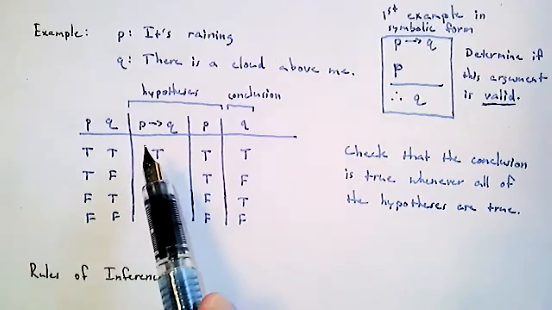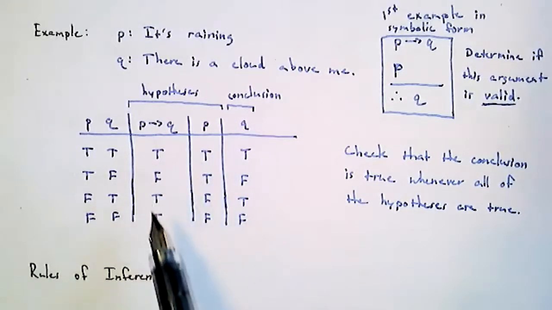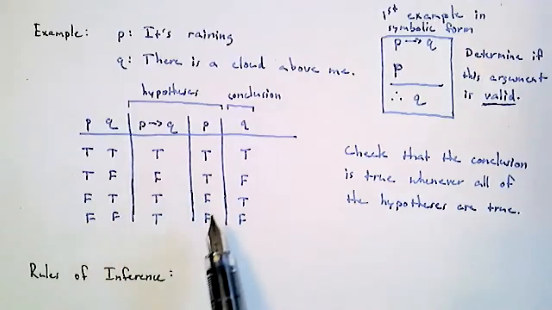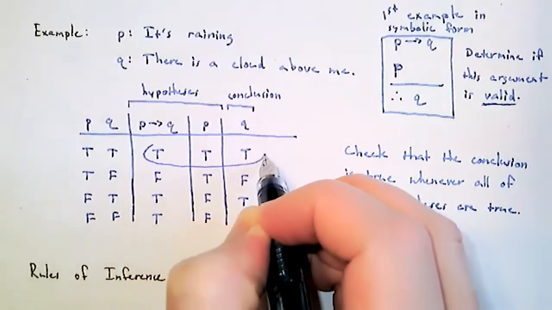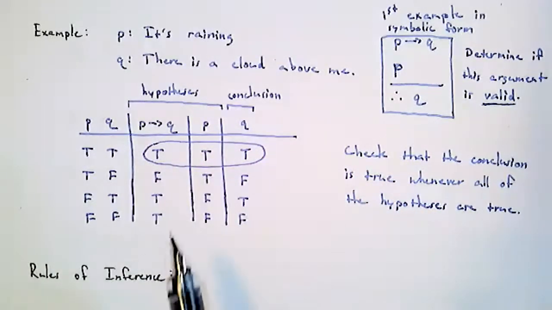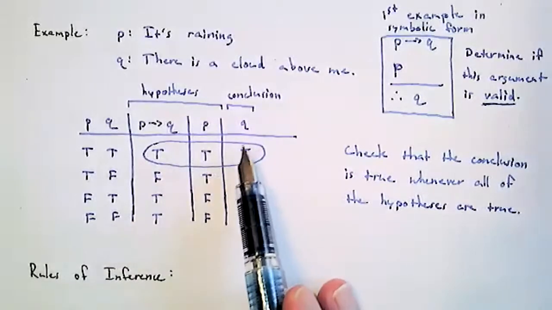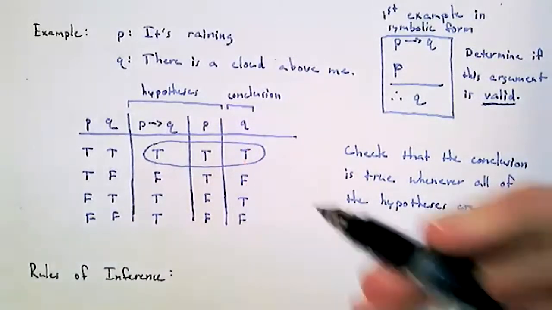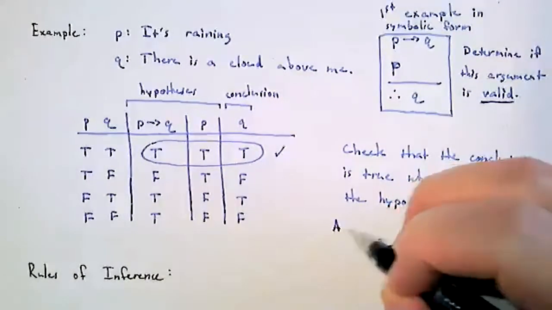That's actually only this one row here. In these other three rows, you can see that there's at least one false in the hypotheses. So this is the only one that matters for this particular argument. And we can see, right, Davian, that when both of these are true, the conclusion Q is true. So this checks out. The argument is valid.